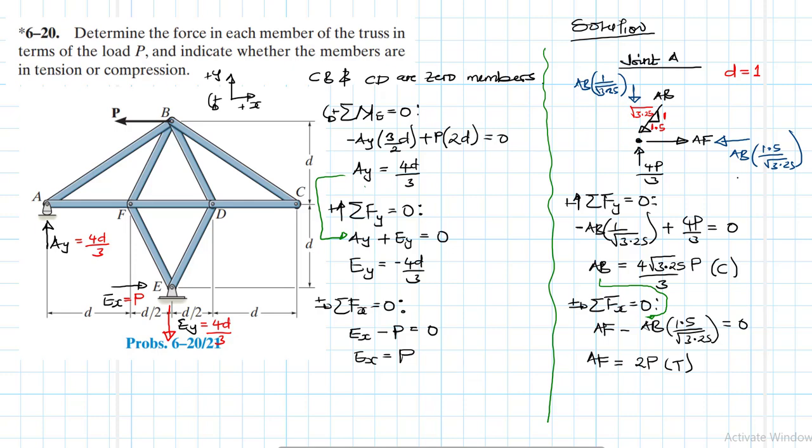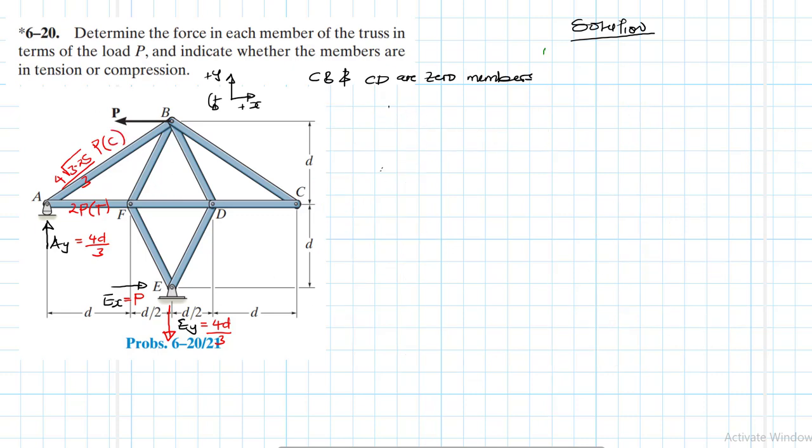Right, so let me write down these results on the body here. So here we have 4 root 3.25 P outside divided by 3, okay, and then AF, what do we have? We have 2P, and this in tension. This one is in compression. Right? Let's pick joint E. All right. So there we go. I think I'll pick it from there like so.